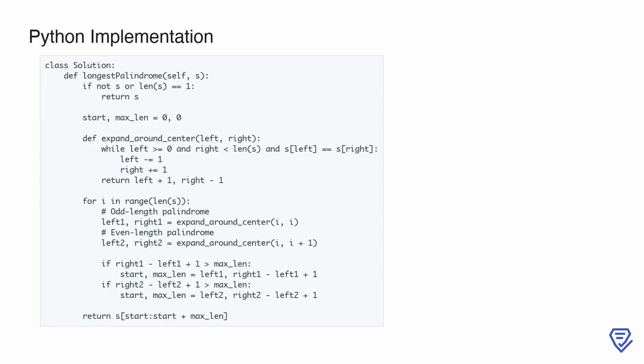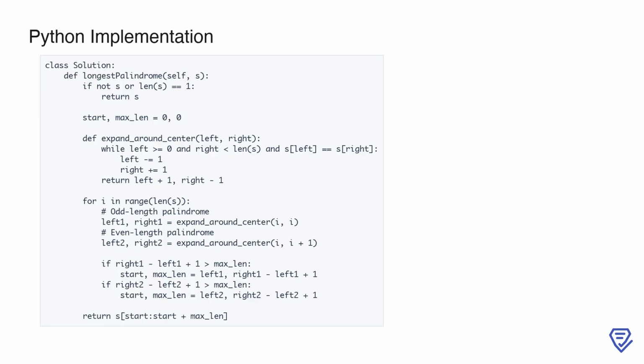The main loop iterates through each character of the string. For each character, we consider two cases. 1. An odd-length palindrome, centered at a single character. 2. An even-length palindrome, centered between two adjacent characters. For each case, we compute the bounds of the palindrome using expand_around_center. If the length of the new palindrome exceeds the current max_len, we update start and max_len accordingly.